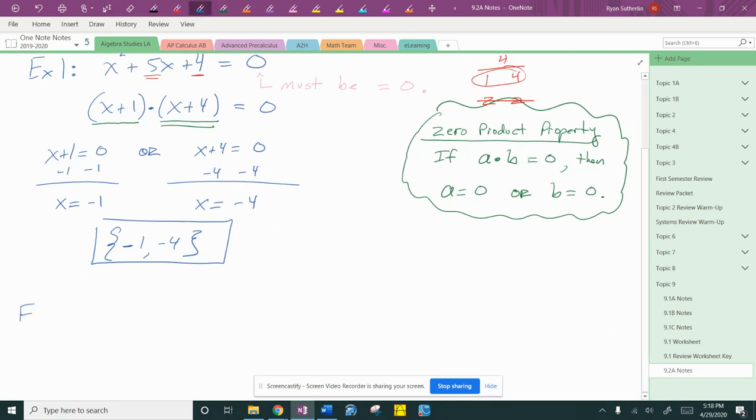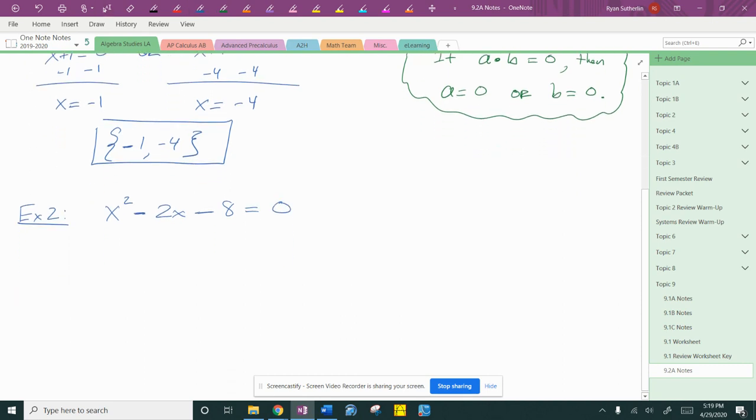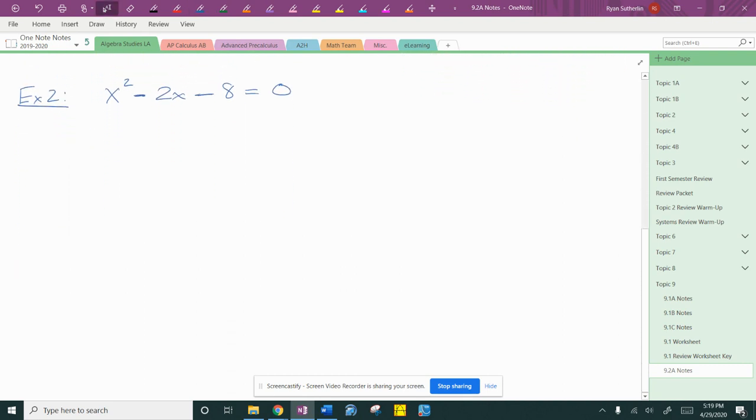So example 2. Let's solve this quadratic equation: x squared minus 2x minus 8 equals 0. The first thing I do is check to see, is it equal to 0? I'm just going to put a little check mark there. It tells me, yes, it's equal to 0. Now, I've got to factor this.